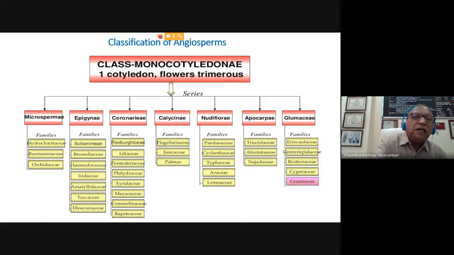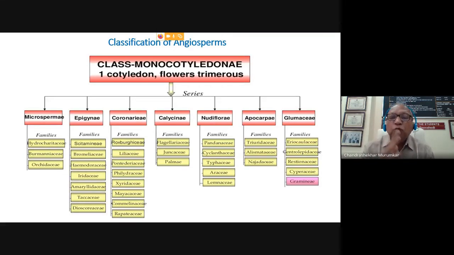In Epigyne, the ovary was inferior. In Coronary, the ovary was superior, but the calyx and corolla were present. In Calycini, the ovary was superior, but the calyx and corolla were fused and they were sepaloid. In Nudiflory, the flowers were very small, minute, and that's why they are called Nudiflory. For example, the Typhaceae, Pandanaceae, all these have very small flowers.